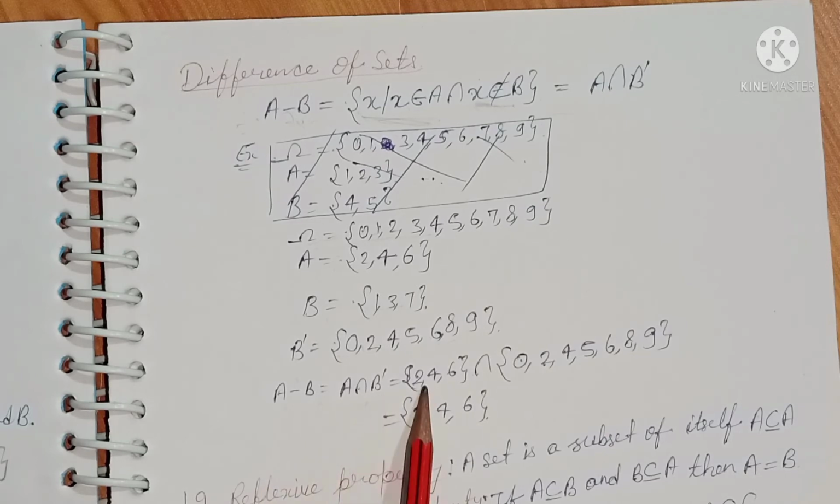So in B complement and A, you already have 2, 4, 6, and the intersection is whatever is common between them. So the parts which are common, you have to write down those elements. Those elements are 2, 4 and 6 only. Okay, now one more thing.